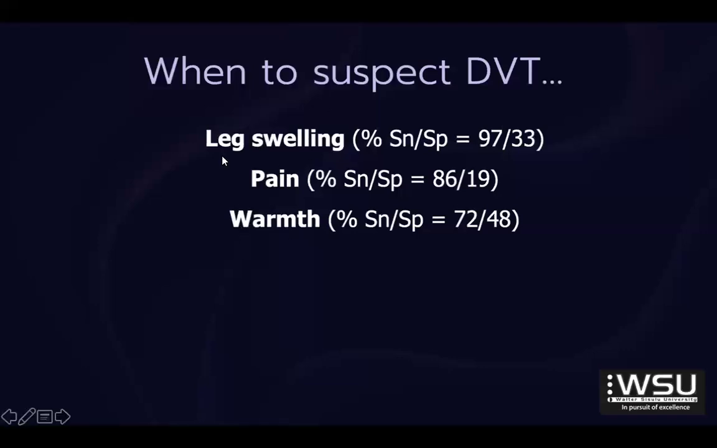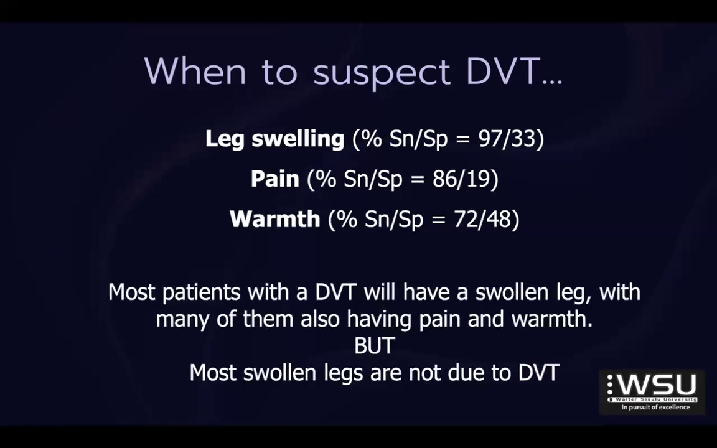And the classic triad that we look for, the most common one is actually usually a unilateral leg swelling. And you can see there it's got a 97% sensitivity. So if a leg's not swollen, it's probably not a DVT. You need to have a swollen leg to have a DVT. Pain also very common. 86% of people with a DVT will also have pain, and 72% of them, that leg will actually feel slightly warmer. So most patients with DVT have that lovely combination, swollen leg, pain, and warmth, but there are lots of people with swollen legs that do not necessarily have a DVT. So you can see the specificity there is very low.